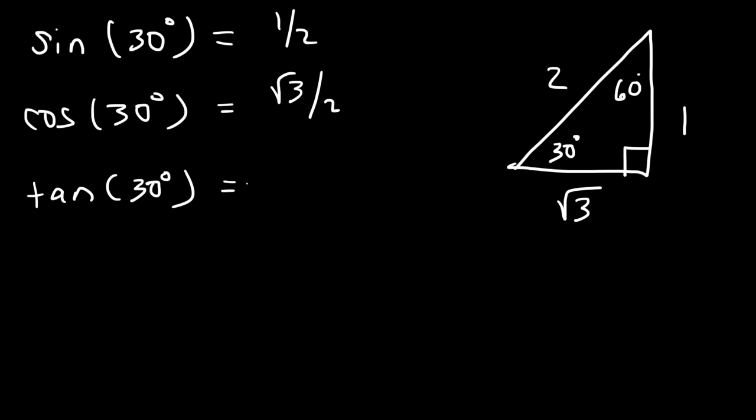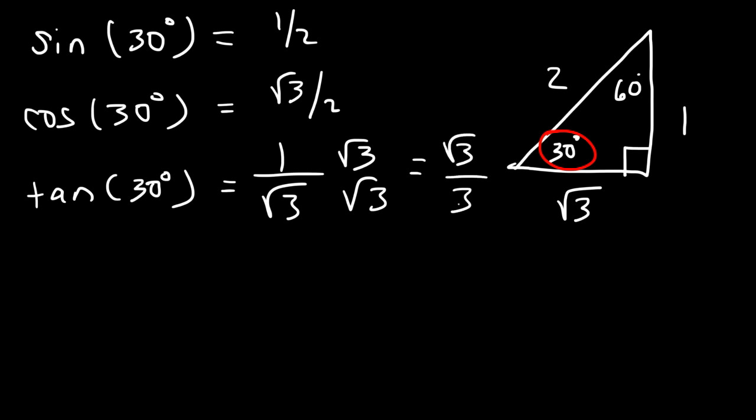And tangent 30 is opposite to 30, which is 1, divided by the adjacent side, which is the square root of 3. So tan 30 is 1 over square root 3. Now, we can rationalize this fraction if we multiply the top and the bottom by the square root of 3. So tan 30 is the square root of 3 divided by 3.